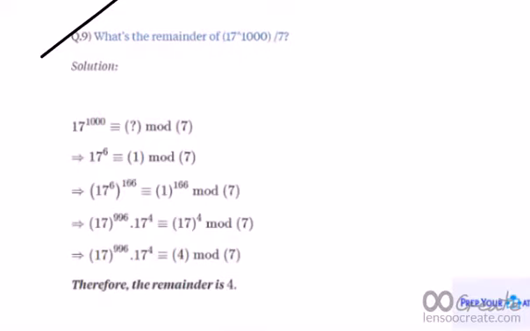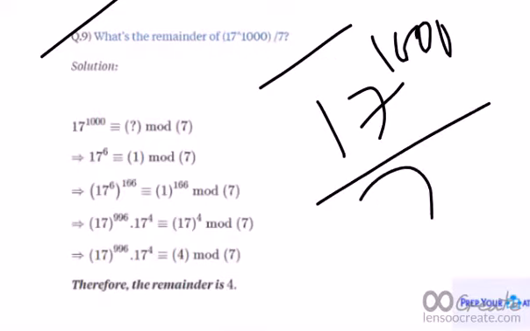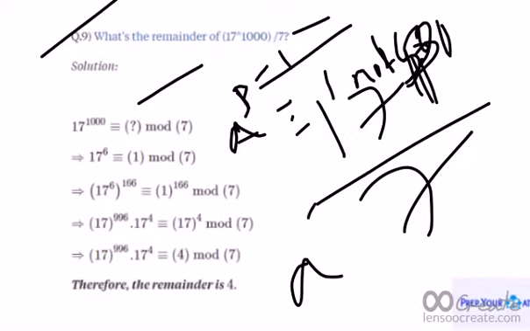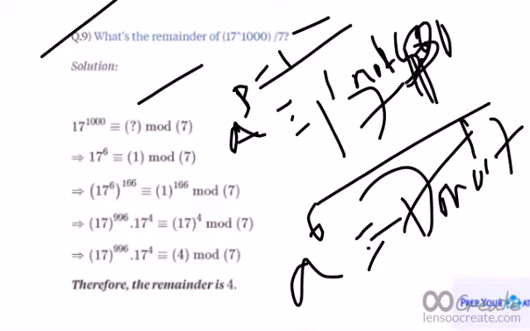Question number 9 says: what is the remainder when 17 raised to 1000 is divided by 7? We know that a raised to p minus 1 is congruent to 1 mod p, where p is a prime number. Here 7 is a prime number. Therefore we can write a raised to 6 is congruent to 1 mod 7. Here the value of a is 17.